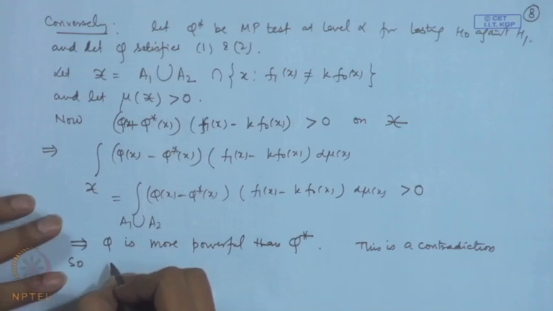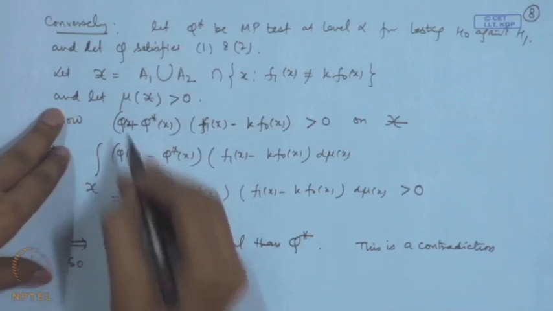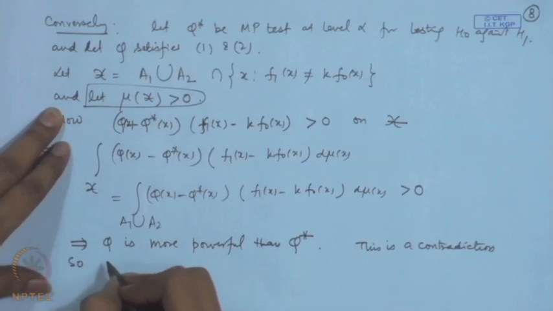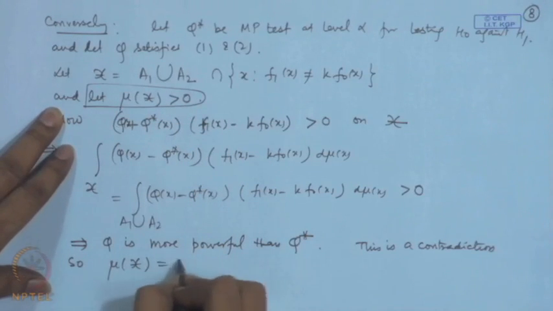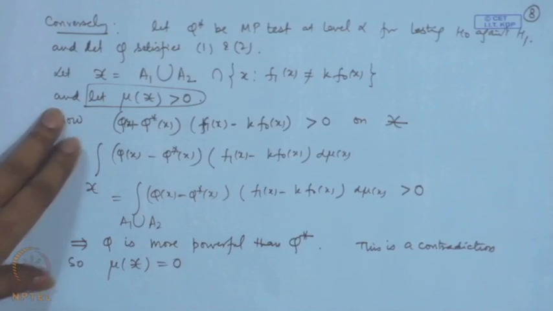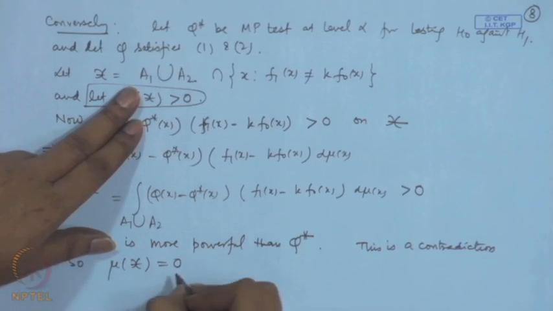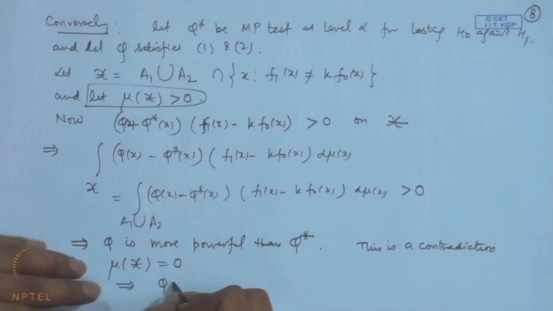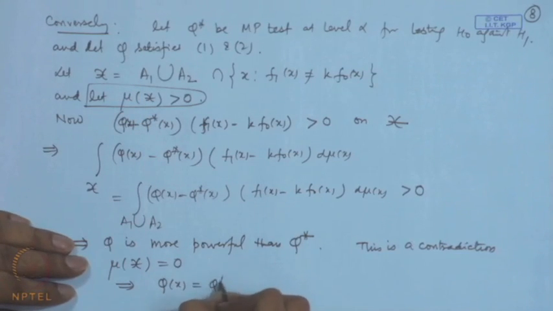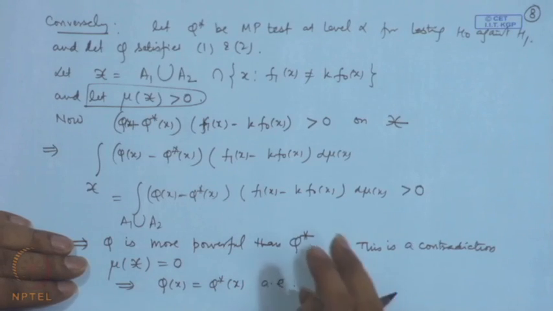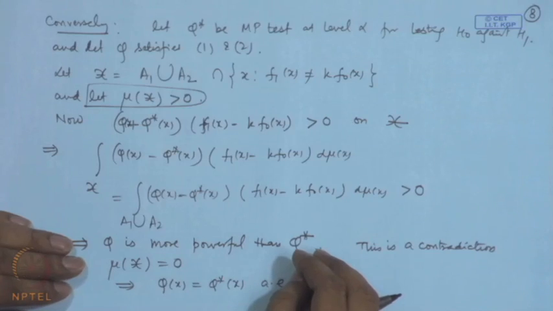So, what does it mean? The only possibility is that this assumption is not correct. So, we should have mu of x equal to 0. If mu of x is equal to 0, then this means that phi and phi star are the same almost everywhere. So, this proves the Neyman Pearson fundamental lemma. Now, let us look at further remarks on this.